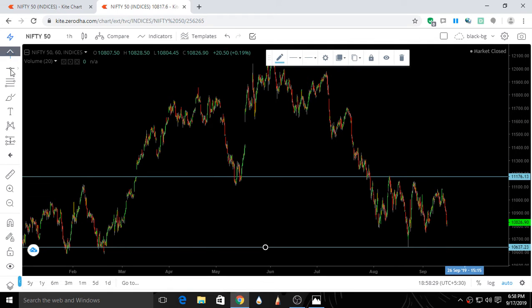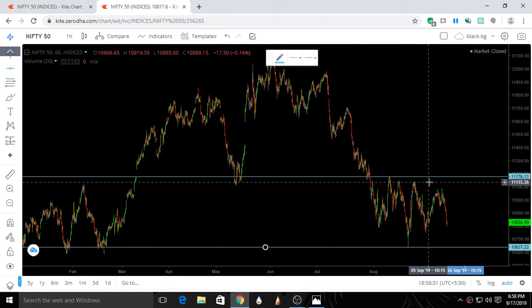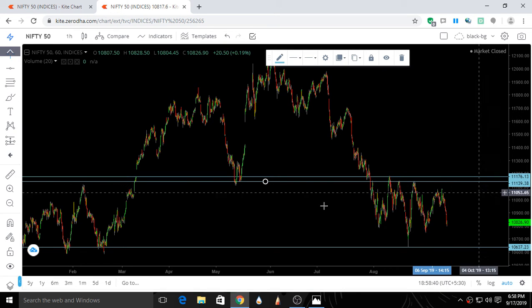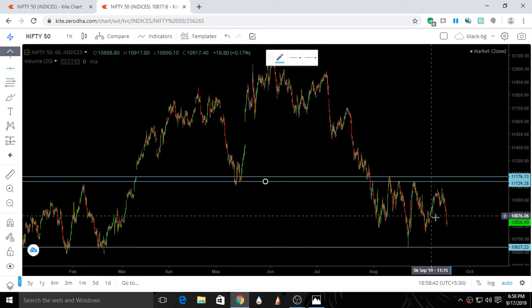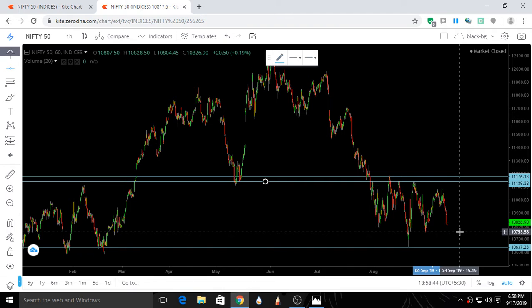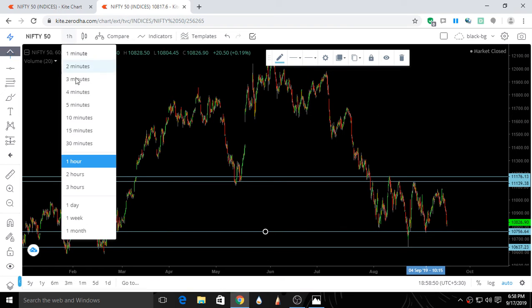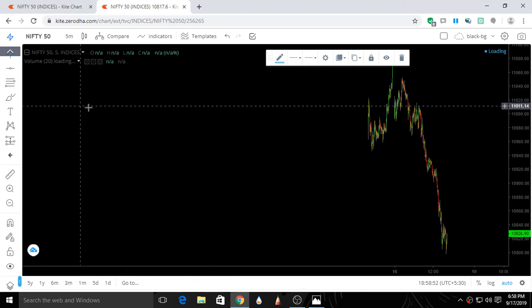So what are the levels that have been created? The next level which was created was 11,140, and the lower range was around 10,756. Let's see the intraday chart, what we are discussing.